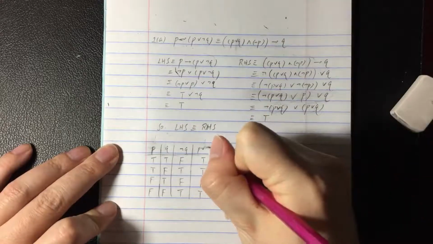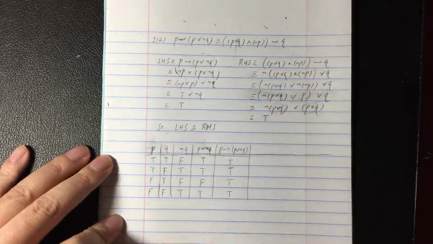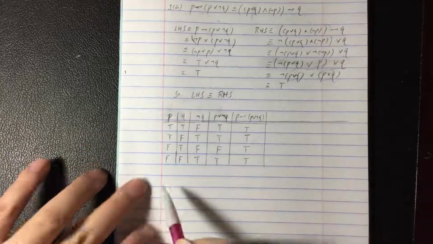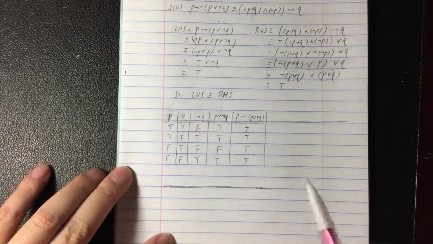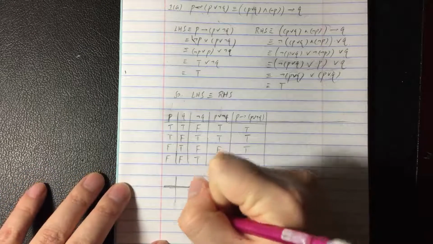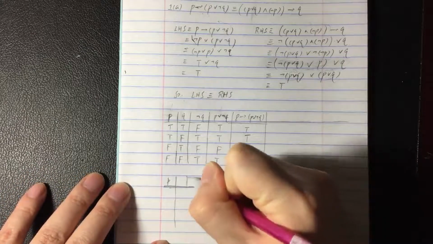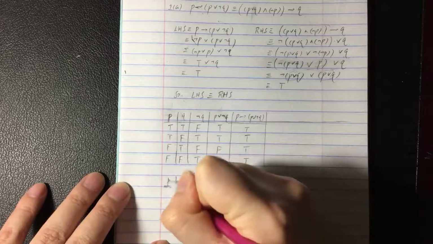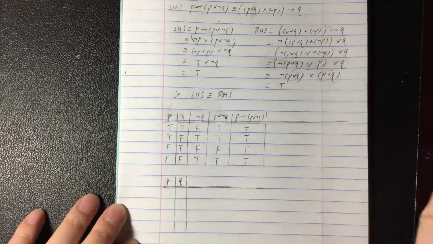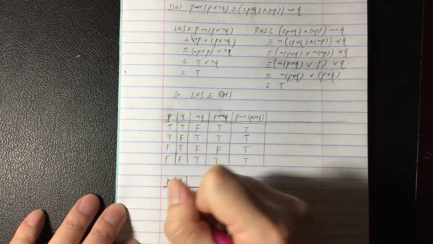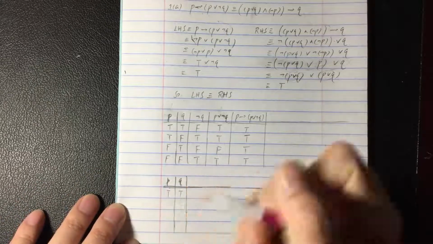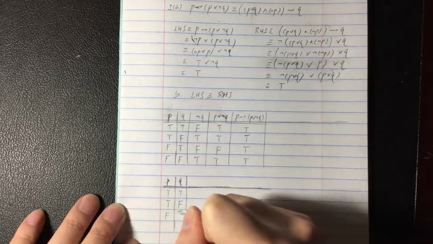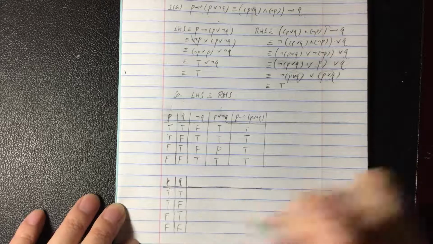Next, let's compute the second statement. Let's compute the truth value for the second statement. Make the table first. There are two variables in total, P and Q. Write P and Q in the first two columns. Then write down all possible outcomes for P and Q. They could be both true, P is true and Q is false, P is false and Q is true, or they are both false.